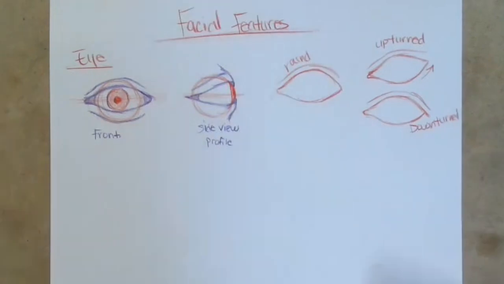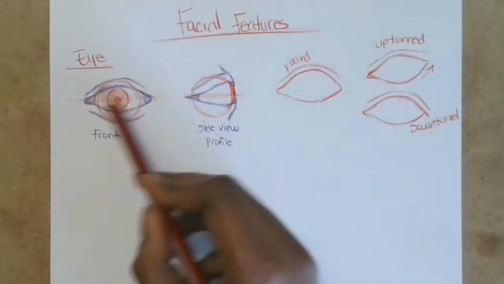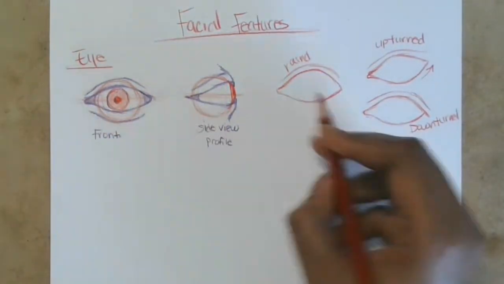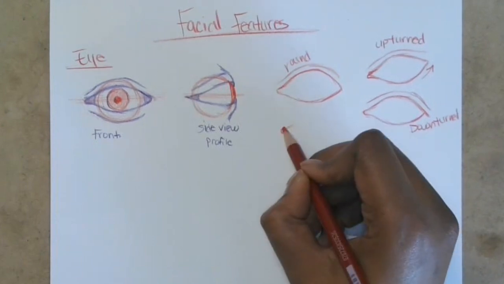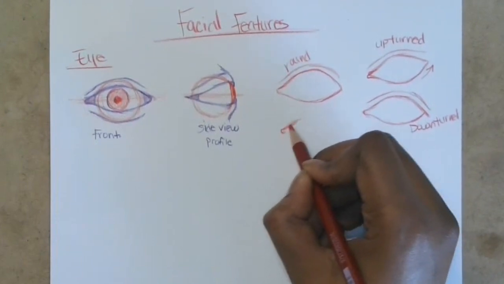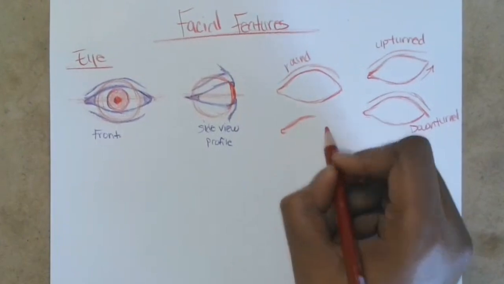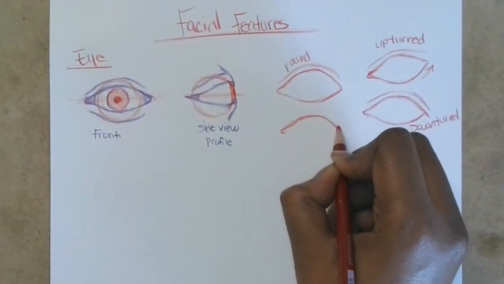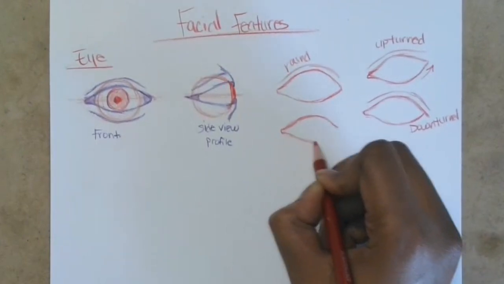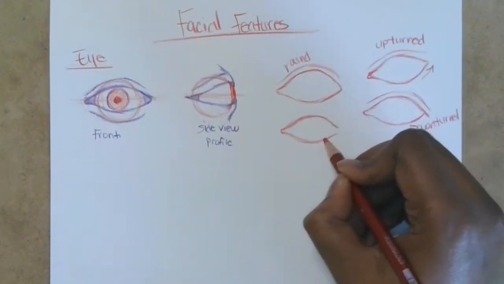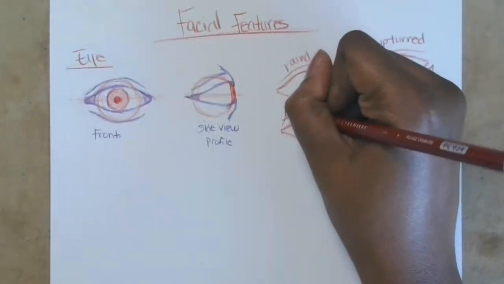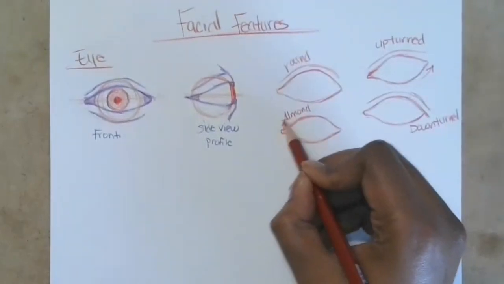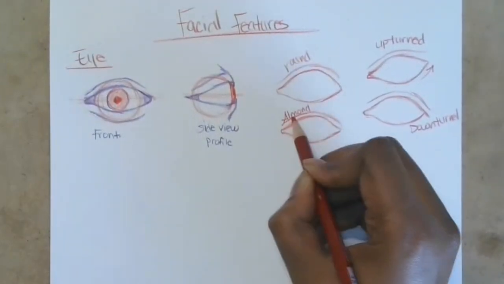Then you can draw an almond shape. It's more like this shape that we drew in the example. Both the top and bottom lids are curved almost evenly, and form the shape of an almond. Don't forget to draw the eyelid.